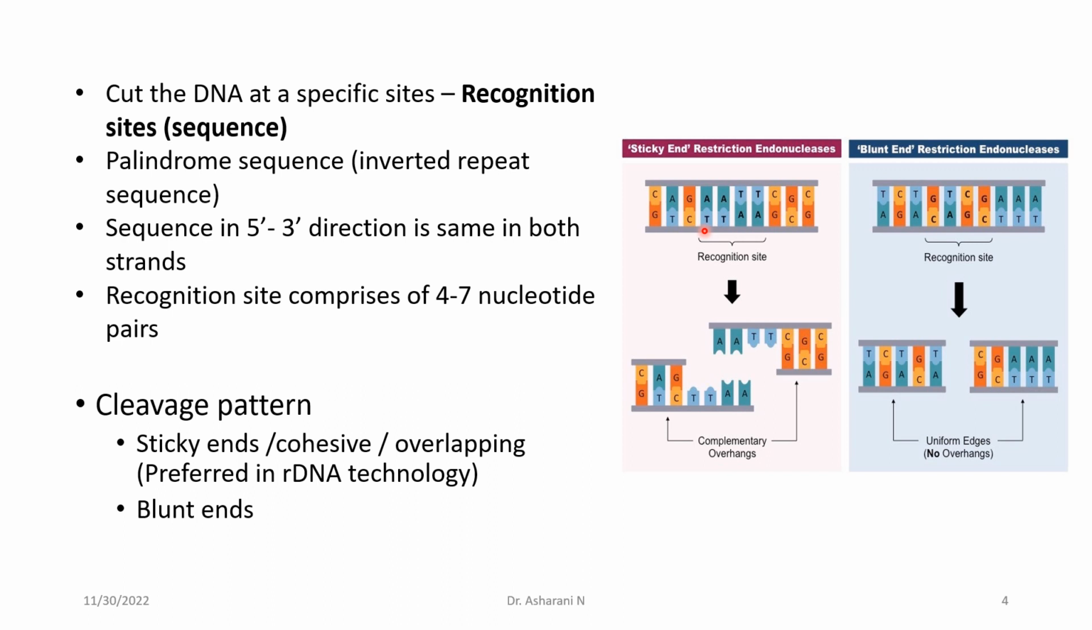When they act and cut the DNA, the cleavage pattern can be of two types. The one is the sticky or overlapping pattern, otherwise known as cohesive or staggered pattern. Another pattern which can be formed due to this action of restriction endonuclease is the blunt end. So it can be a sticky end where there are complementary overhangs, or non-overhangs, uniform edges, that is the blunt ends.